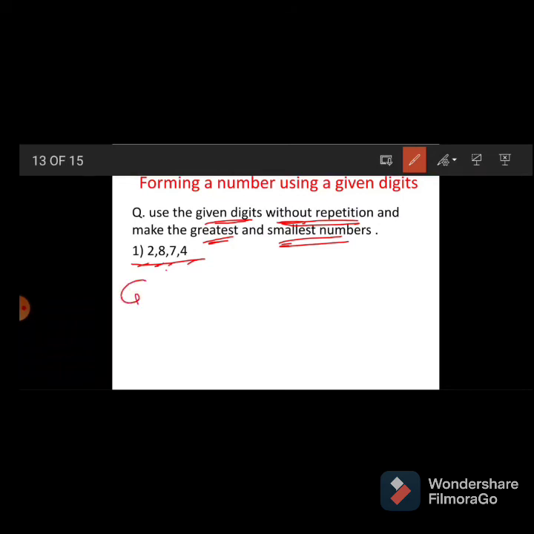Then see greatest number. While writing the greatest number, what do we have to do? Check the digits. Which is the greater? 8 is greater in the given digits 2, 8, 7 and 4. 8 is greater, then 7, then 4 and then 2. This is our greatest 4-digit number we formed from the given digits.